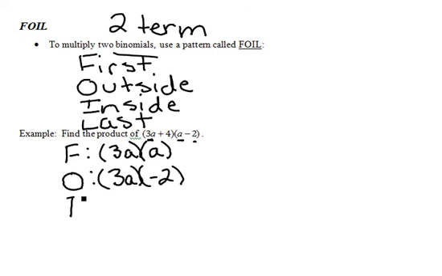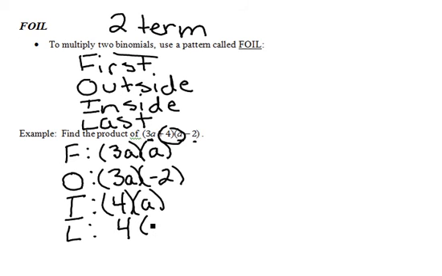My inside terms are the 4 and the a term. They're on the inside of the binomials. And then the last terms I would multiply would be the 4 times the negative 2.